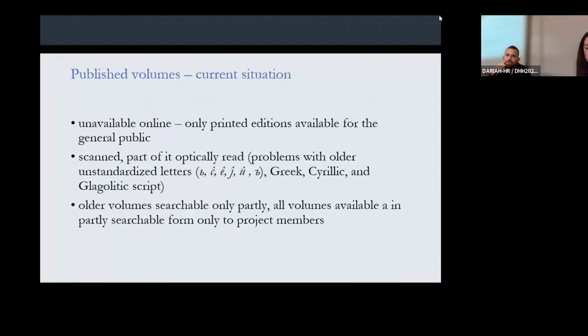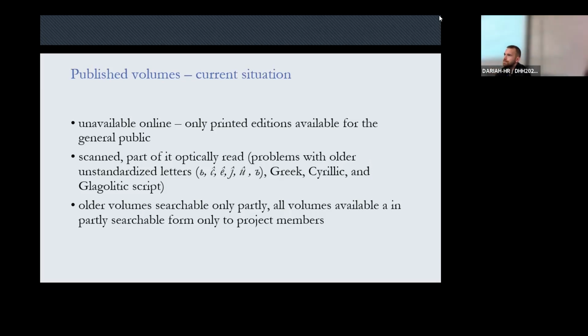The second set of questions and problems is connected to the previously published volumes. So until now, the dictionary was available only in print, and it has not been available online. We have scanned the first volumes in a PDF form, and they were optically read, but are only partly searchable due to the usage of different script and many unstandardized letters. We have the newer volumes in Word and PDF form, but some of the fonts are not Unicode. Therefore, the question we started with was what could be done with these previously published volumes.